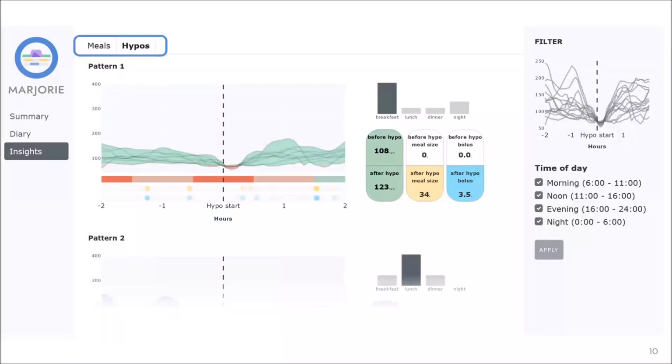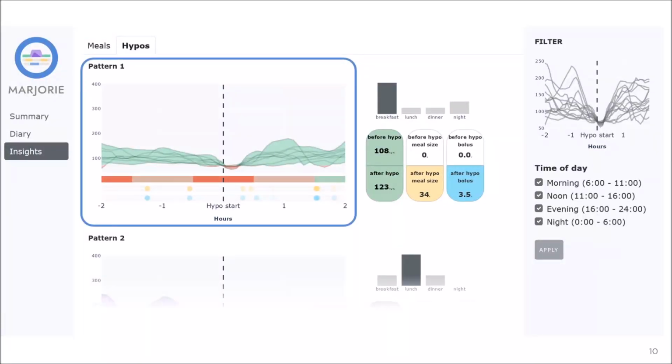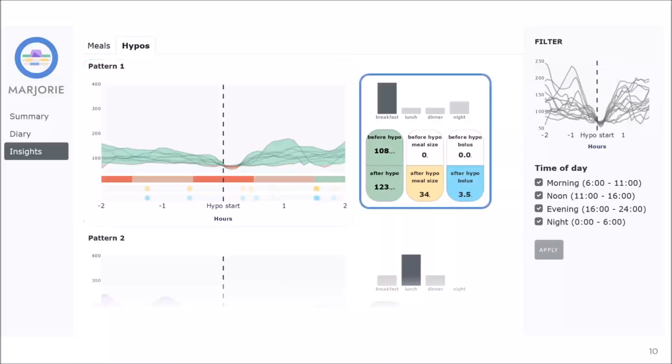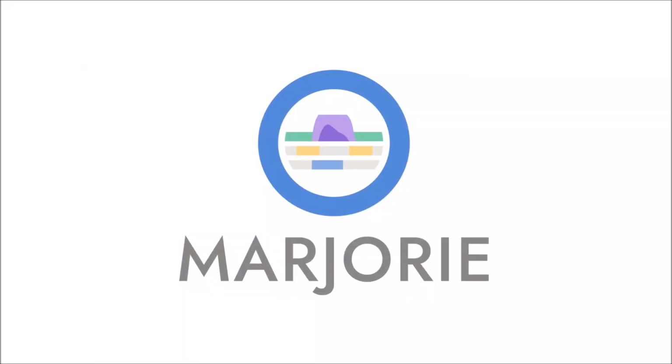The groups, or patterns, are visualized by overlaid line charts, an hourly aggregate strip, and additional charts for the carbohydrate and insulin events. Alongside each pattern, summary statistics are shown. Let's now hear from Anna, who will go through a brief usage example with real patient data.